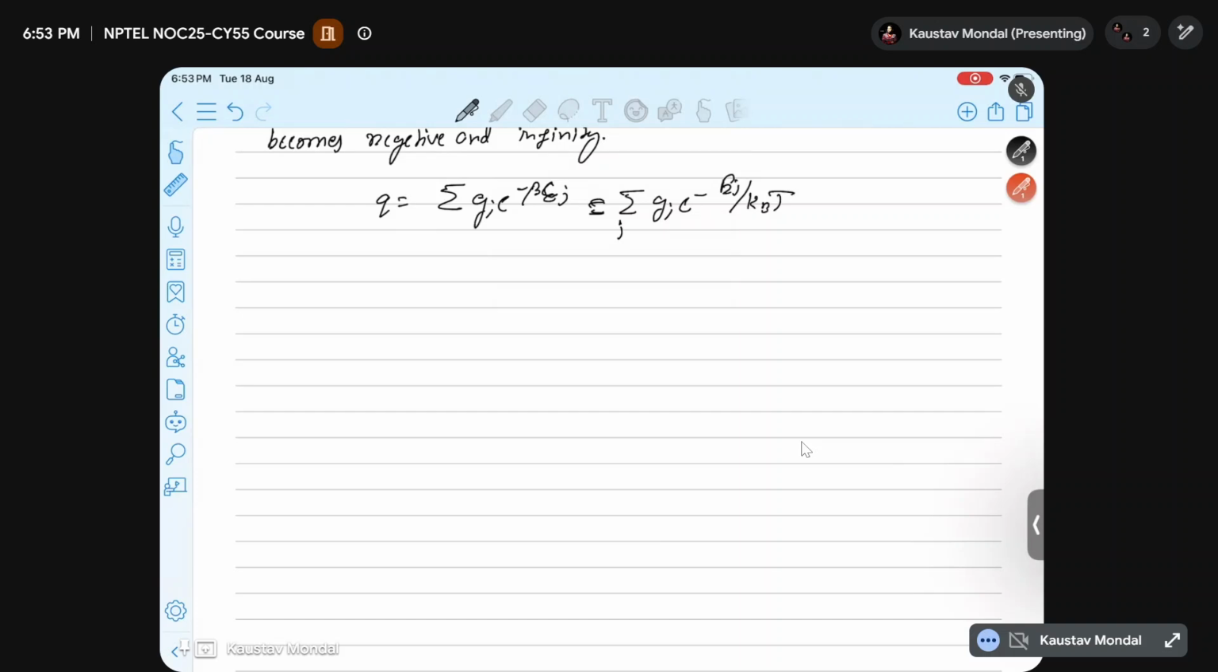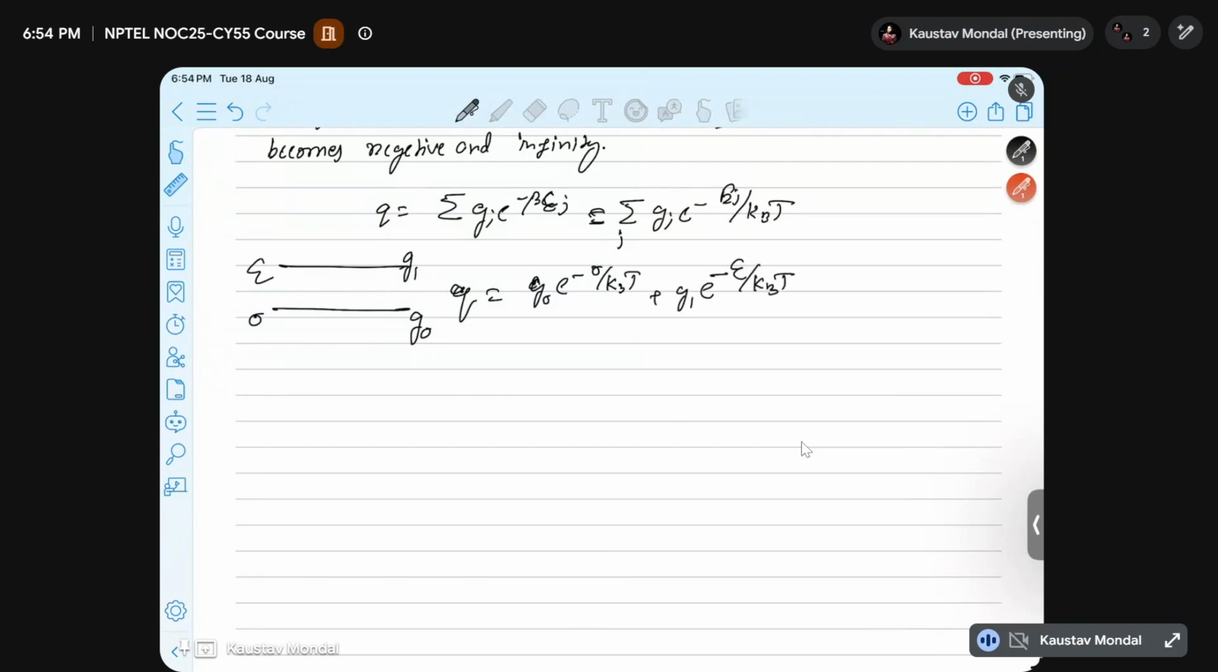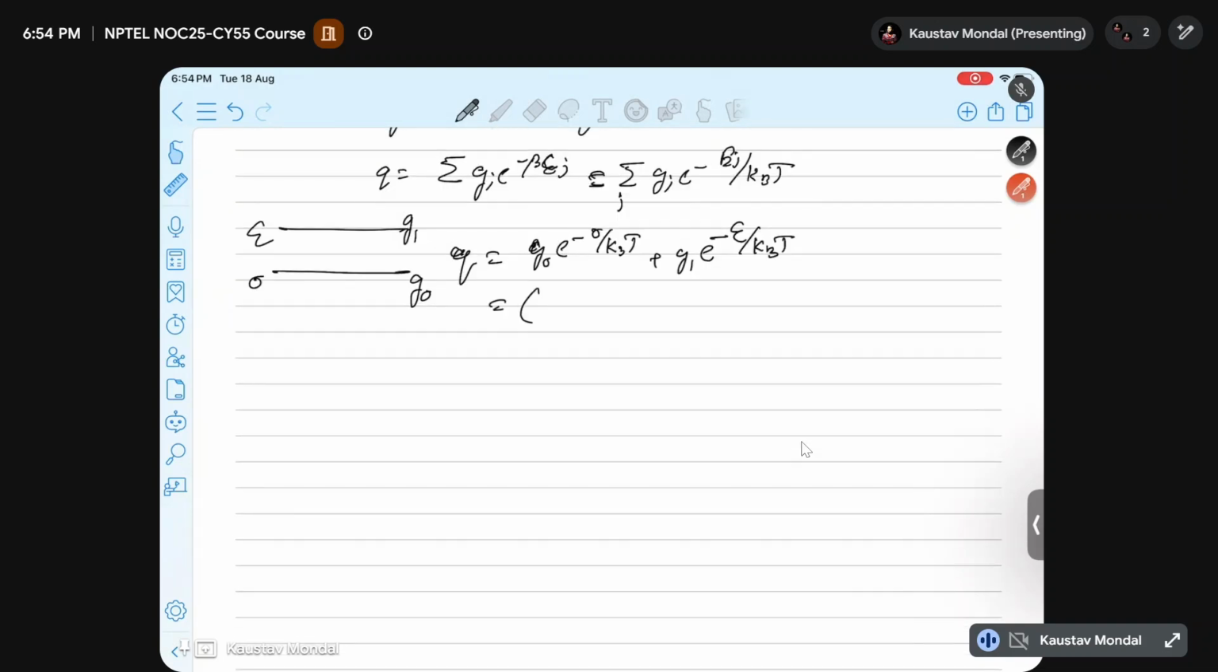Now for a two-level system we have energies 0 and epsilon. Let's suppose the degeneracy of the ground level is g0 and of the first excited level is g1. So Q would be g0 e to the power 0 by kBT plus g1 e to the power epsilon by kBT. So it will become g0 plus g1 e to the power epsilon by kBT. That is the partition function Q.